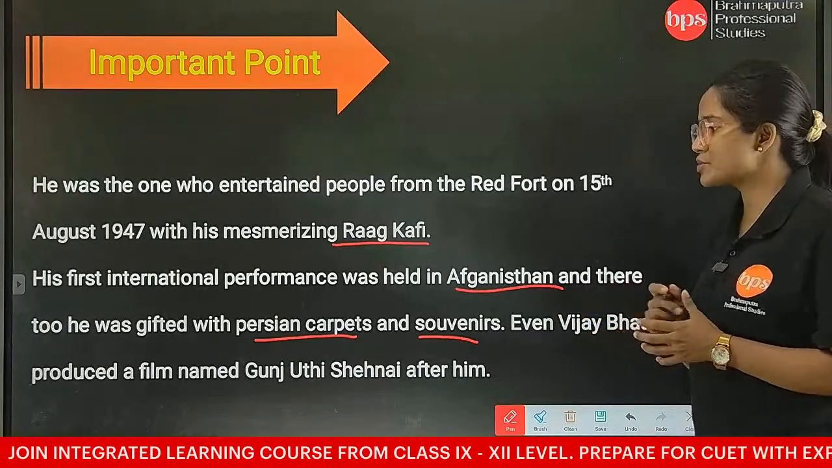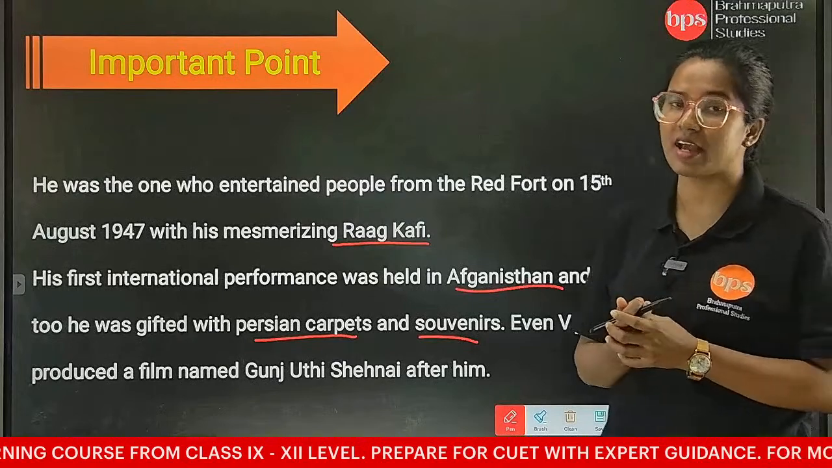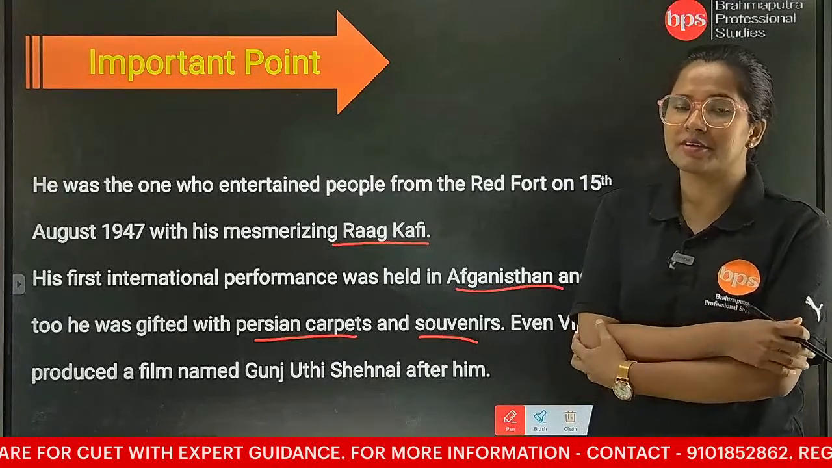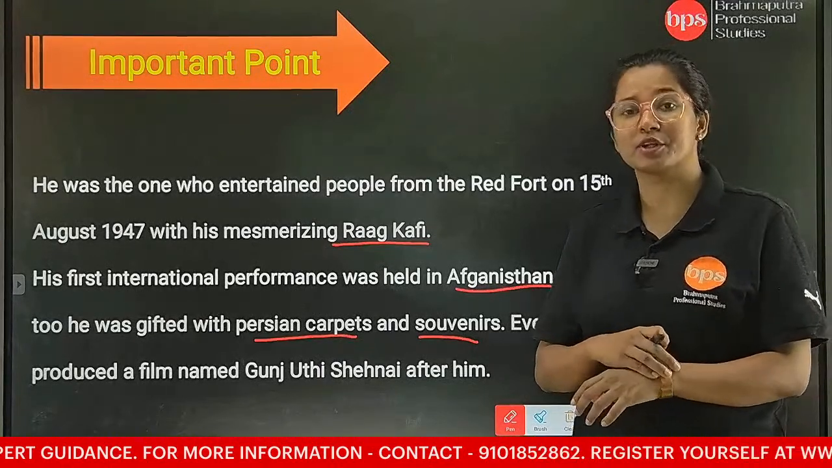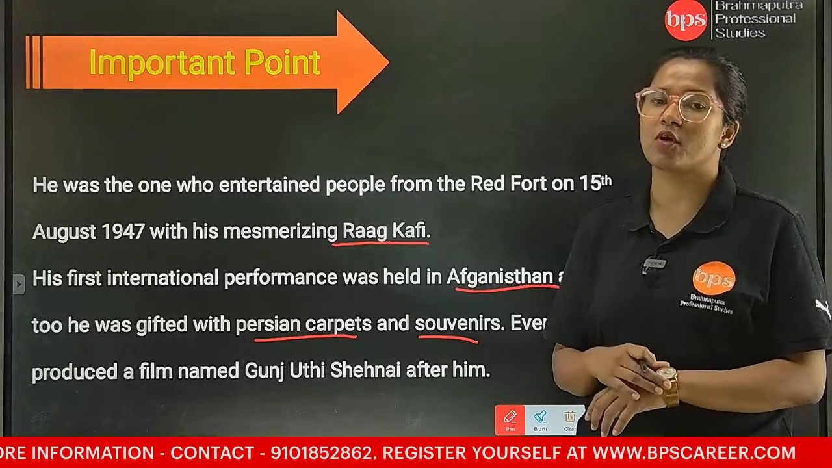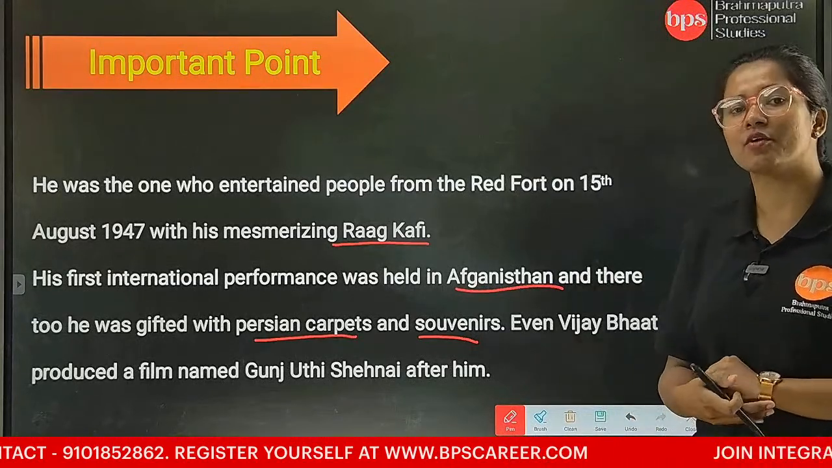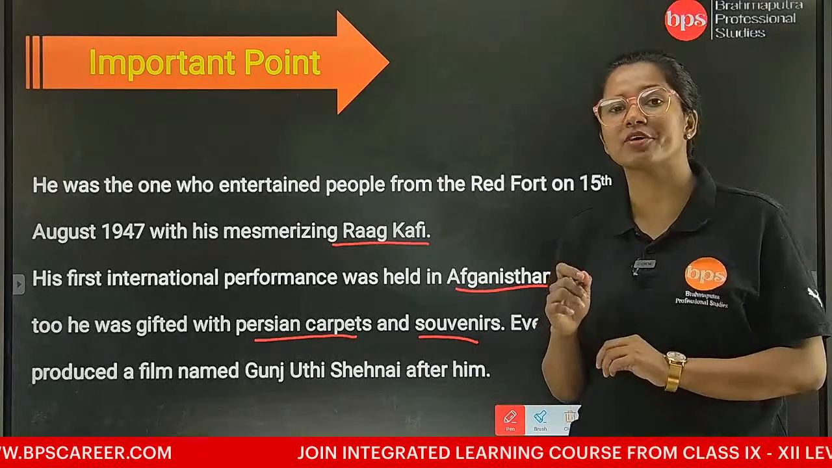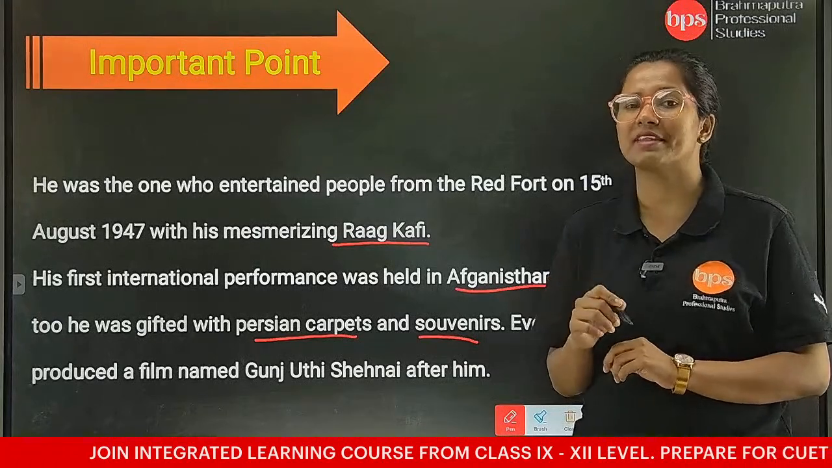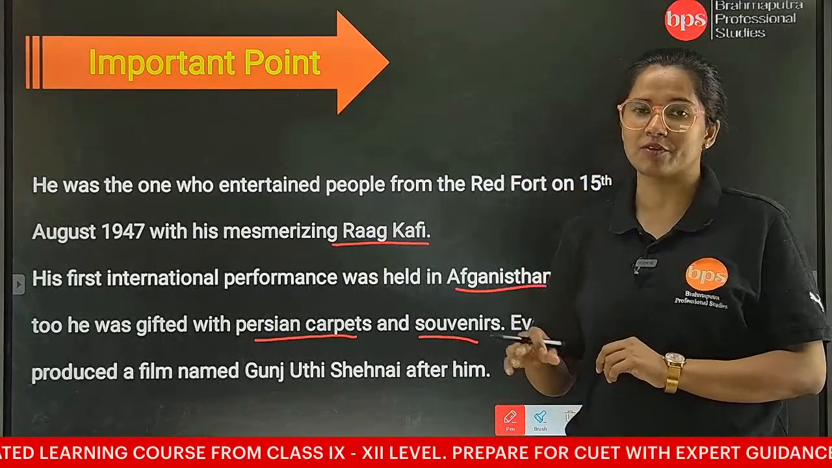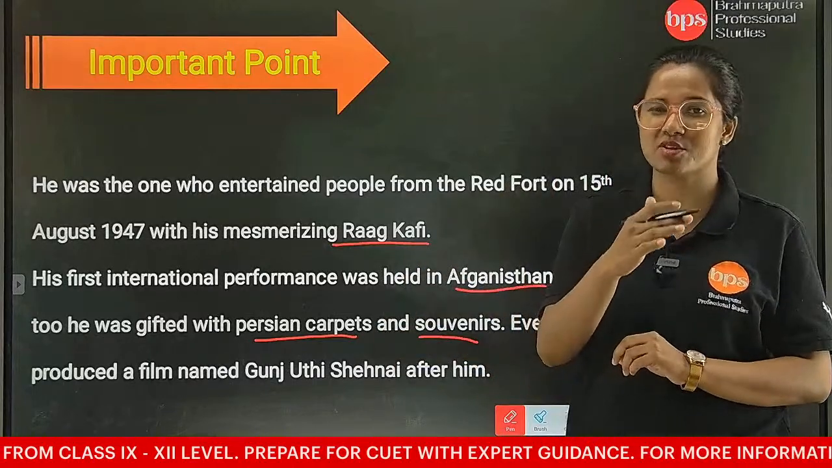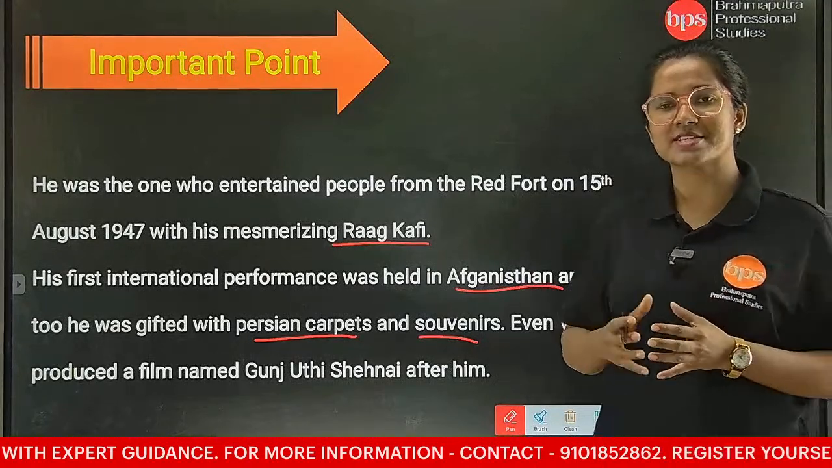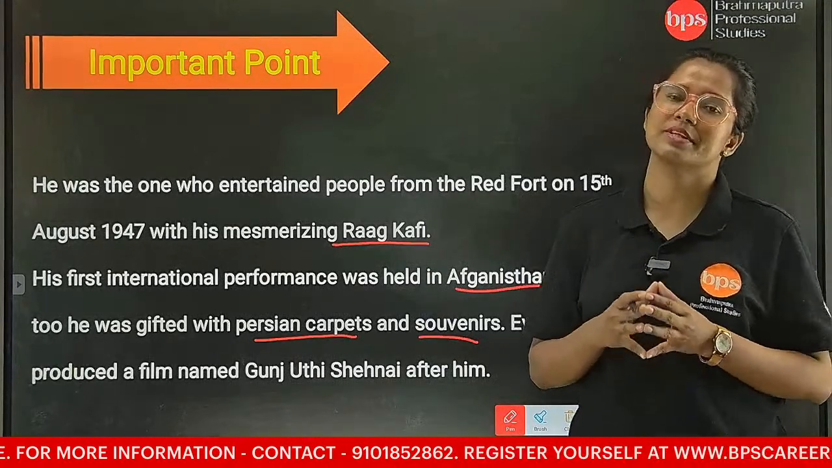Even Vijay Bhatt produced a film named Gunj Uthi Shehnai after his name. So it is very important. Later on, another South Indian producer produced a film on the same concept of the Shehnai of Ustad Bismillah Khan, and that too became very famous. So it is again very important to notice, because questions will be coming that name the two directors who made films. One was Vijay Bhatt and the other was an Indian. His name is not mentioned. I can't recall now. So when we discuss the question answers in the next class, we will discuss that. Okay.